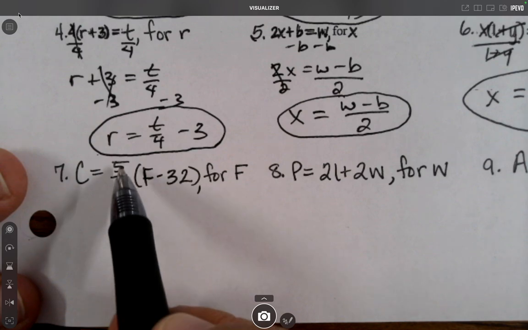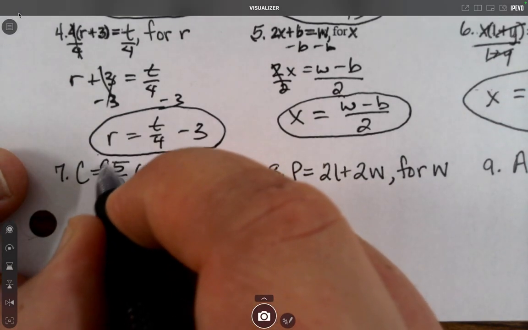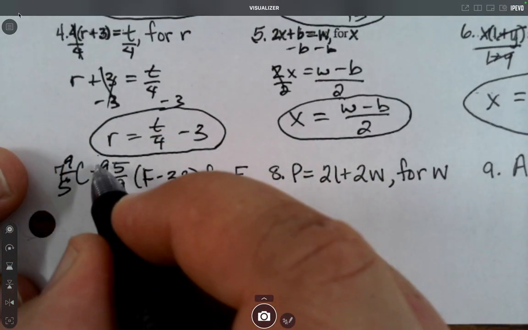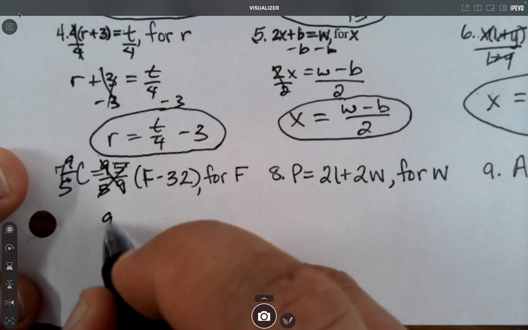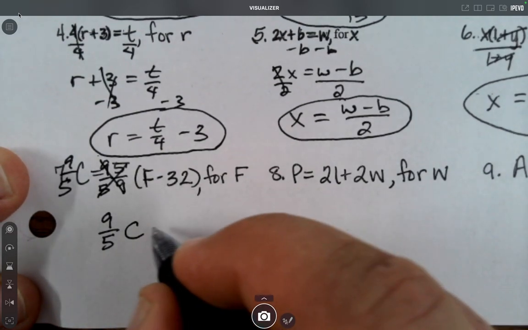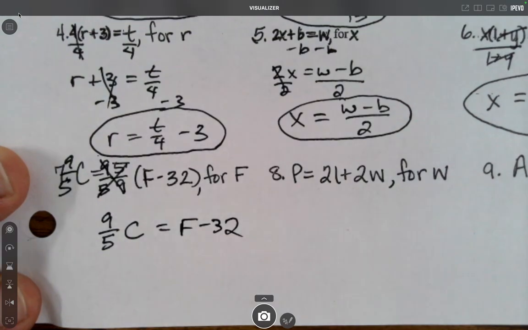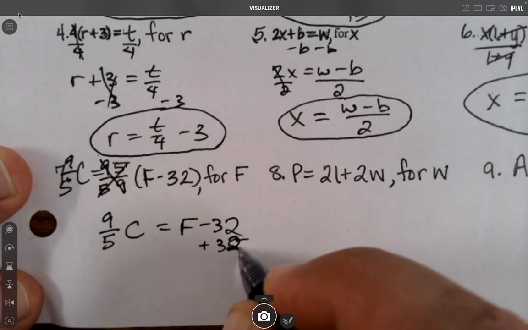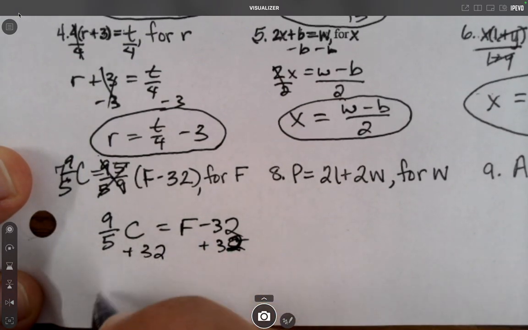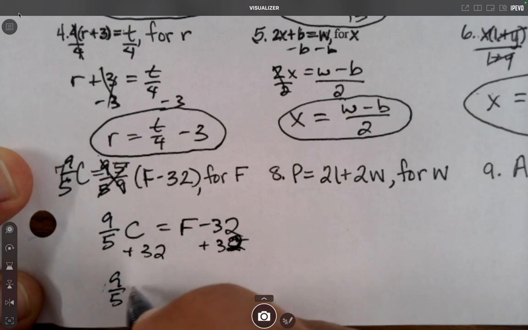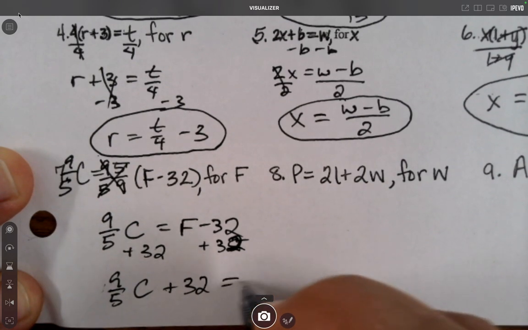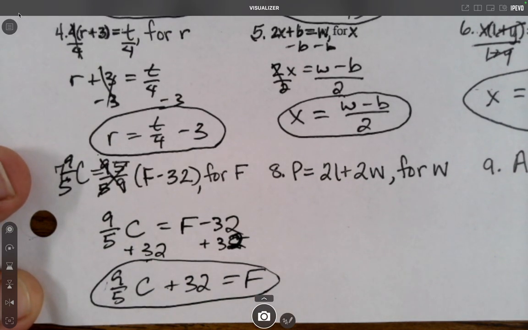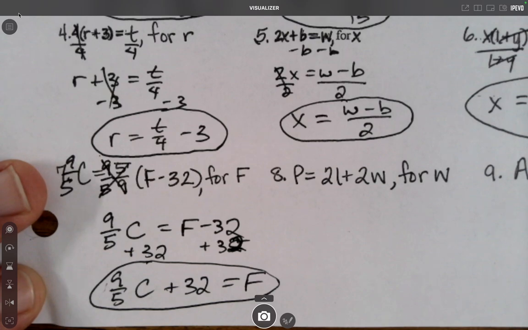So you can get rid of this fraction by multiplying both sides by its reciprocal. So I'm multiplying by 9/5 because then the 9's cancel and the 5's cancel. I get 9/5 C. Then I add 32 to both sides. So we get F equals 9/5 C plus 32. So this is a great form of the same equation that allows us to solve for Fahrenheit when we're given the temperature in Celsius.